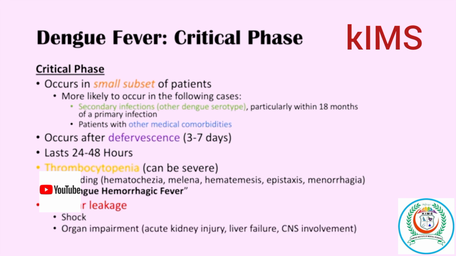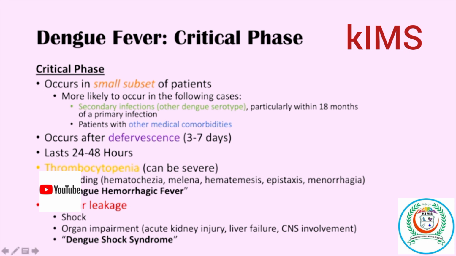And this can lead to a variety of organ impairments. It can cause acute kidney injury, it can cause liver failure, and central nervous system involvement. So these signs and symptoms are what we call dengue shock syndrome. But like dengue hemorrhagic fever, the term dengue shock syndrome is not being used as often. We actually prefer to use newer criteria that describes dengue fever without warning symptoms, with warning symptoms, or severe dengue fever.